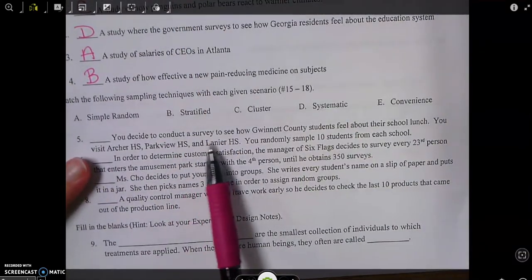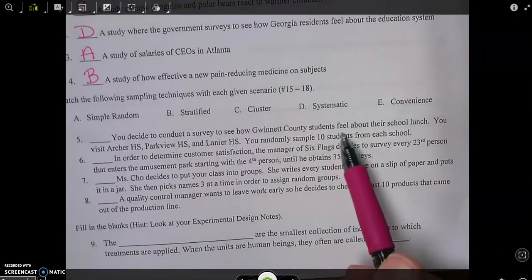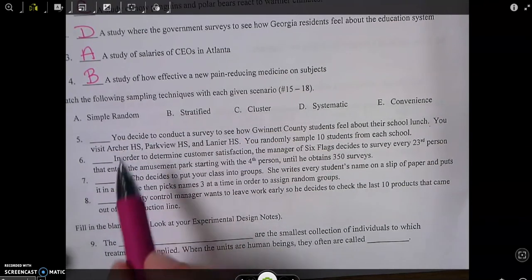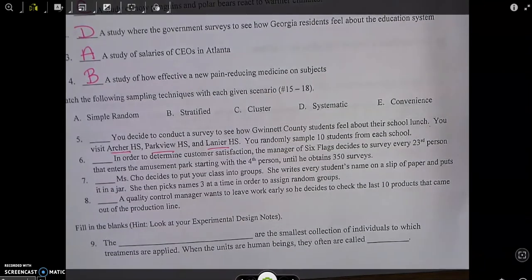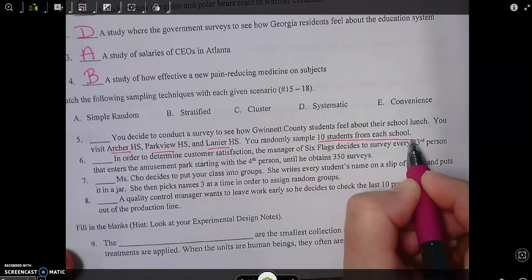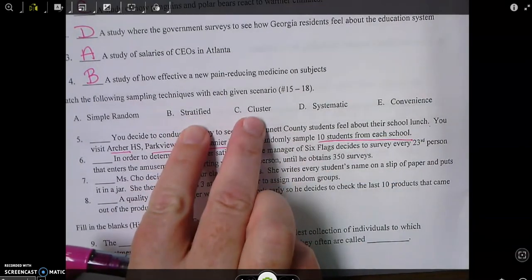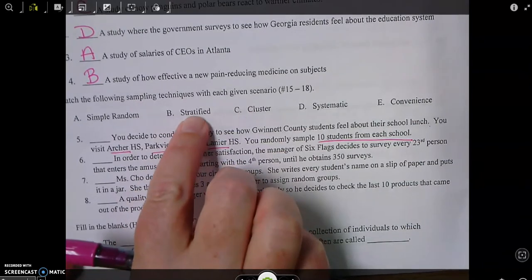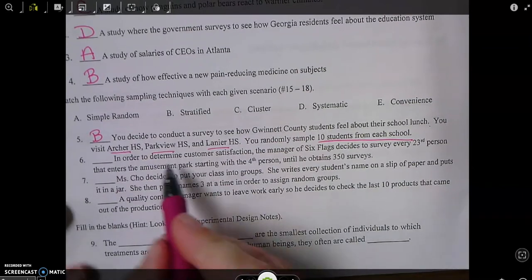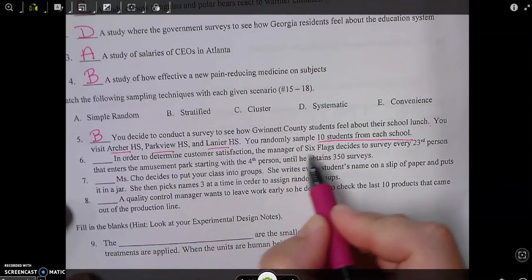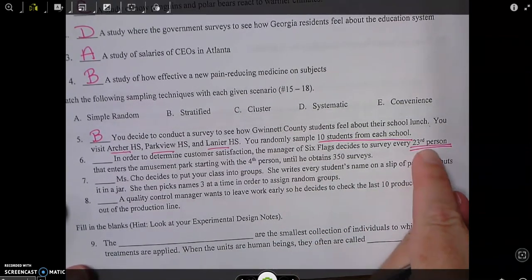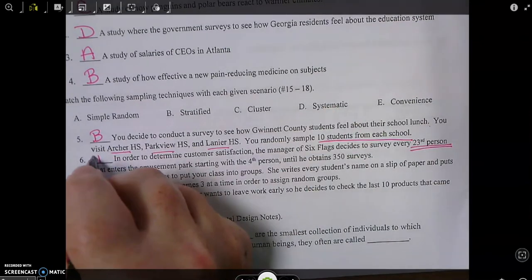Okay, you decide to conduct a survey to see how Gwinnett County students feel about their school lunch. You visit Archer, Parkview, and Lanier. So notice we have 3 groups right here. Okay, so you randomly select 10 students from each school. Okay, so it's these 2. We pull from every group, so this is stratified. Okay. In order to determine customer satisfaction, the manager of Six Flags decides to survey every 23rd person. So 23rd is actually systematic.